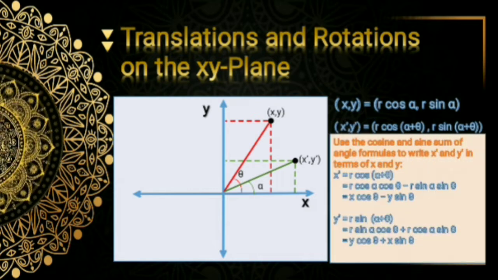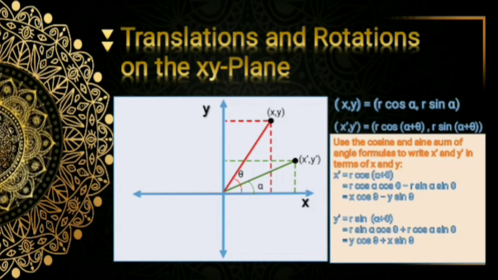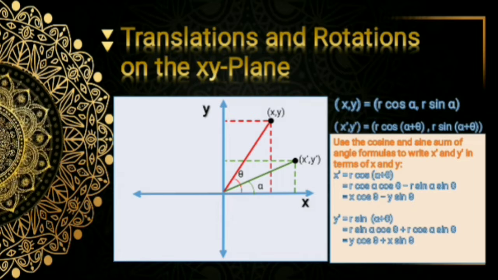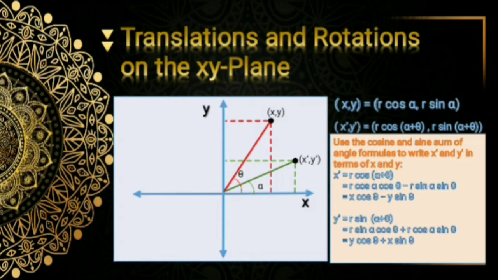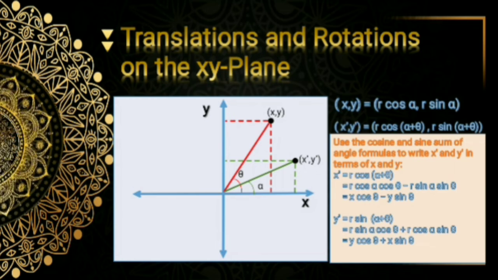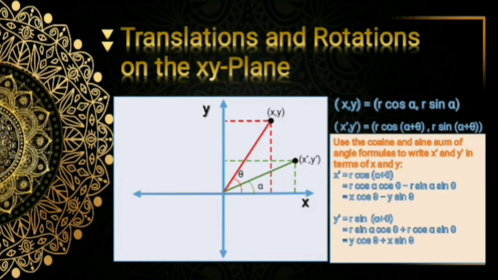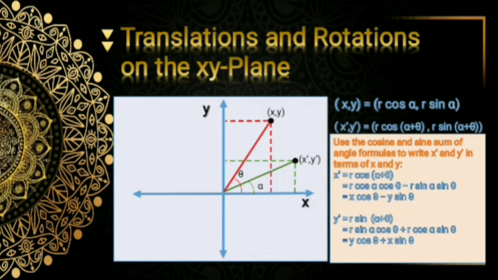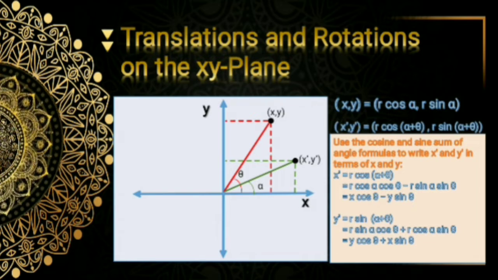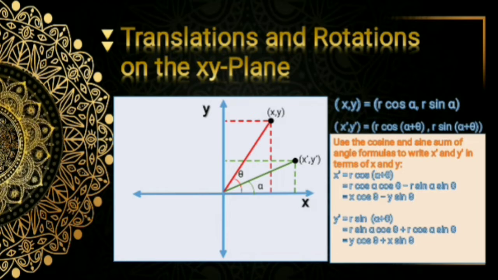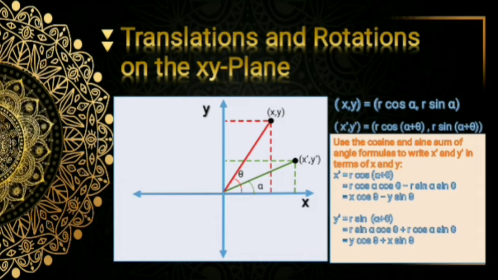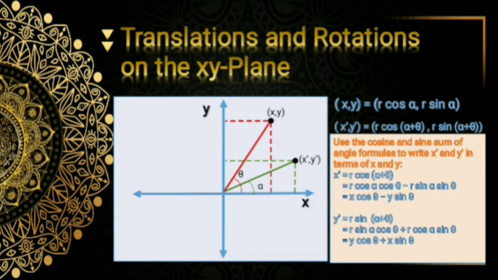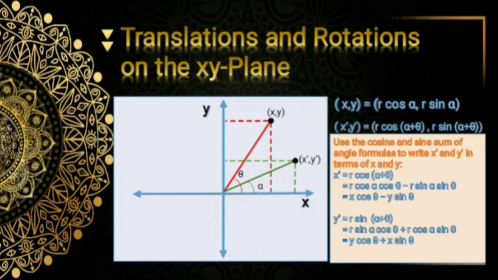Now let's use the cosine and sine sum of angle formulas to write x prime and y prime in terms of x and y. X prime is equal to r cos alpha plus theta, which is equal to r cos alpha cos theta minus r sin alpha sin theta, which is equal to x cos theta minus y sin theta. Y prime is equal to r sin alpha plus theta, which is equal to r sin alpha cos theta plus r cos alpha sin theta, which is equal to y cos theta plus x sin theta.